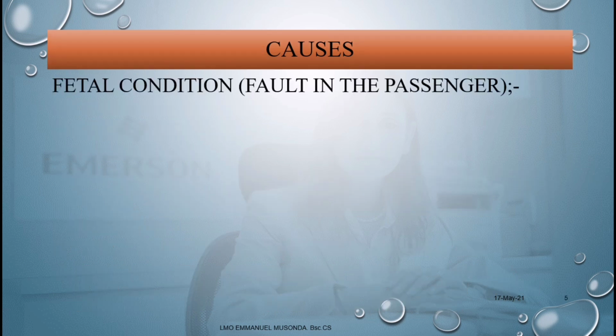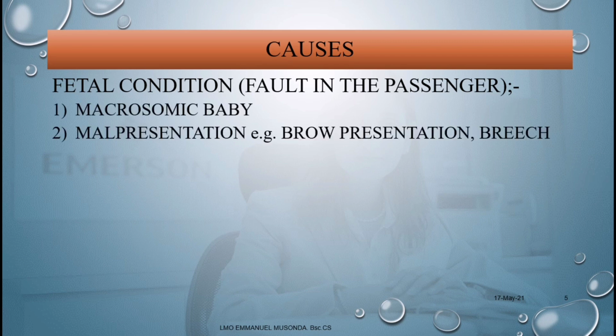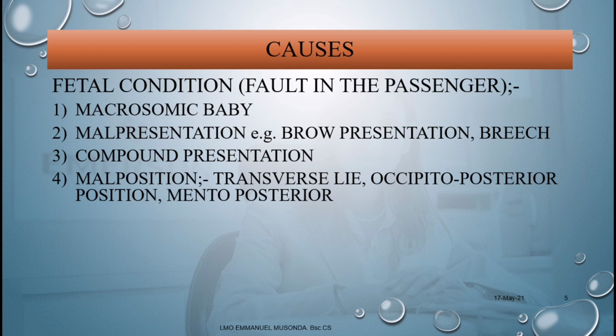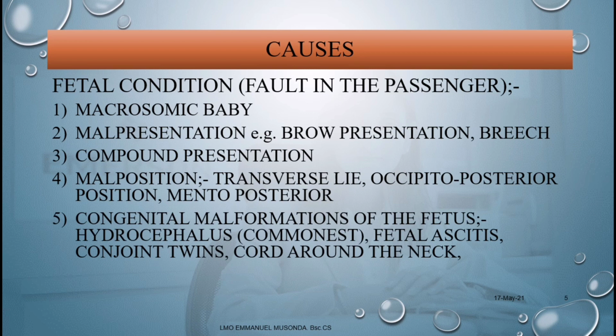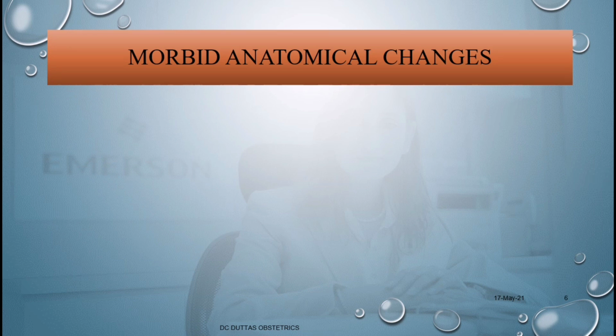Then fetal conditions, so faults in the passenger. You can have a macrosomic baby, malpresentation such as brow presentation and breech. Then you have compound presentation, malposition such as transverse lie, occipito-posterior position, mentum position. Then congenital malformation of the fetus, such as hydrocephalus, which is the commonest. Then you have fetal ascites, conjoined twins, cord around the neck, locked twins. So those are some of the causes.